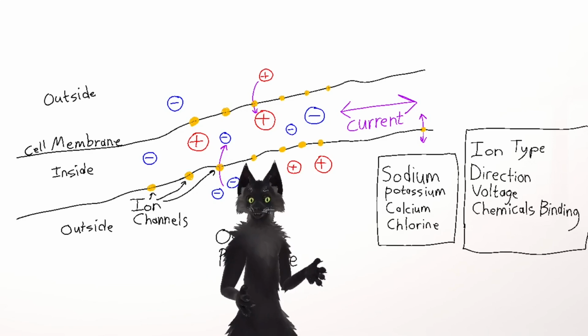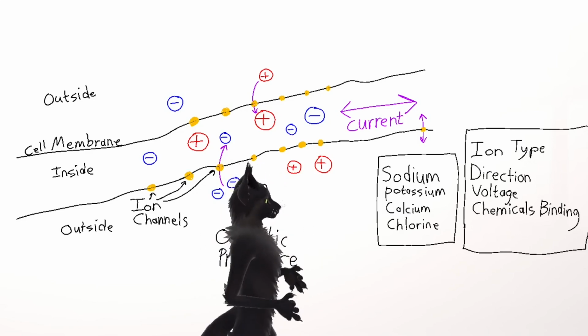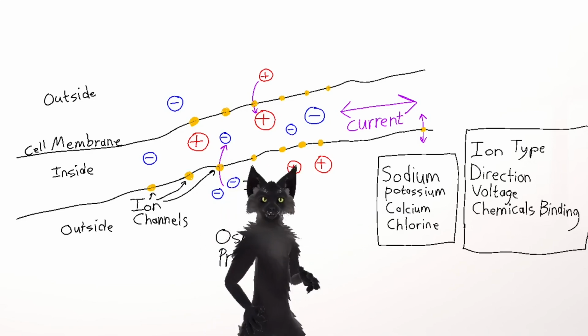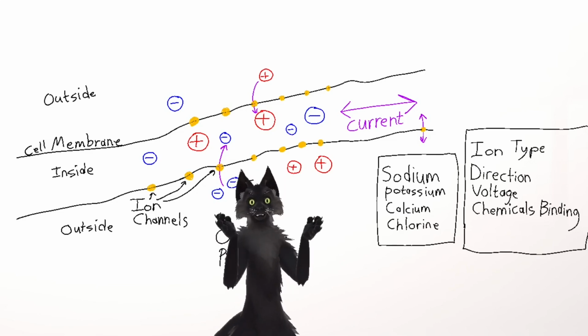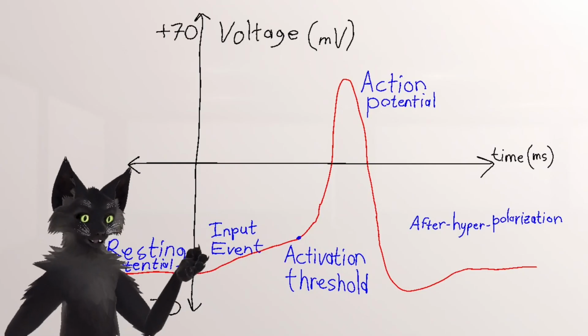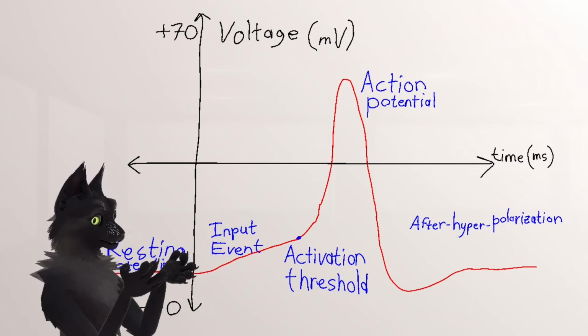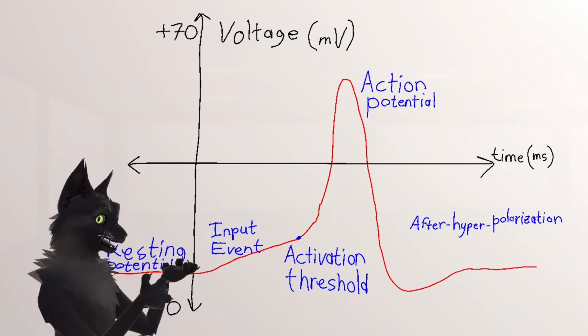And these ions are chemically active. In particular, calcium participates in many different chemical reactions. Now let's discuss the basic mechanism of information transmission within a neuron.